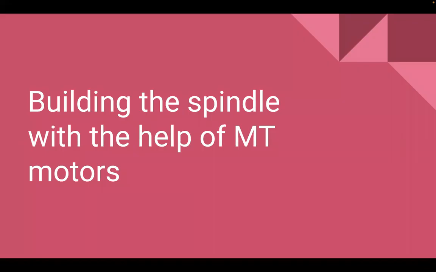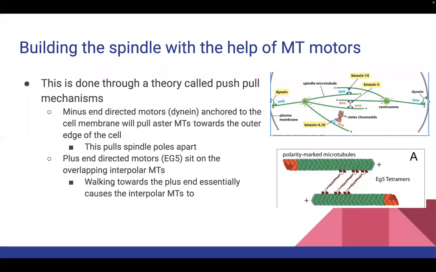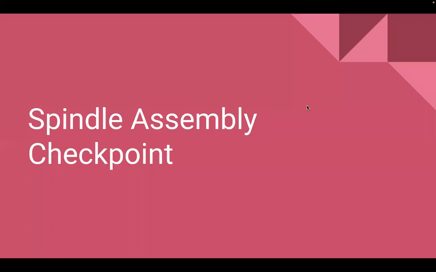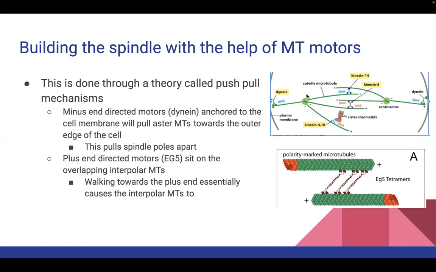Okay. So building the spindle with the help of microtubule motors. This is done through a theory called push and pull mechanisms. Minus end directed motors such as dynein are anchored to the cell membrane, shown at this little part of the picture right here. These will walk towards the minus end of the microtubule, which is towards the spindle pole. And these will be responsible for pulling the spindle poles apart.